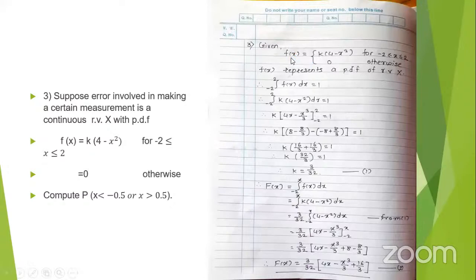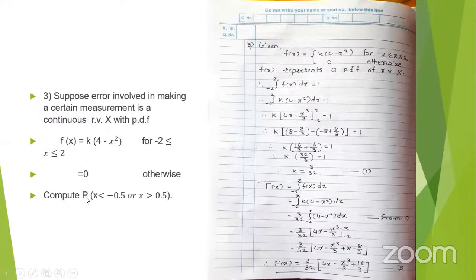Small f of x means it is a probability density function, and capital F is the distribution function, and the definition we know, that is this one. So minus infinity to x, that is the integration from minus infinity to x of the probability density function. That is the definition of the distribution function. So while writing, you have to be very careful with the symbols. So small f of x and capital F of x.